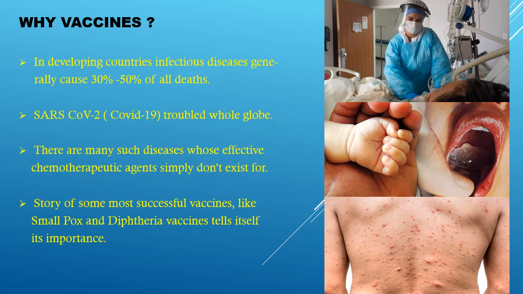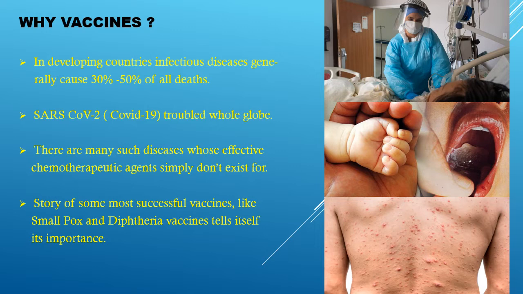We should understand that in developing countries, infectious diseases generally cause 30 to 50% of all deaths. And SARS-CoV-2, which is known as COVID-19, has troubled the whole globe. As we know, there are many such diseases for which effective chemotherapeutic agents simply do not exist. And this is why we have to go for vaccines.